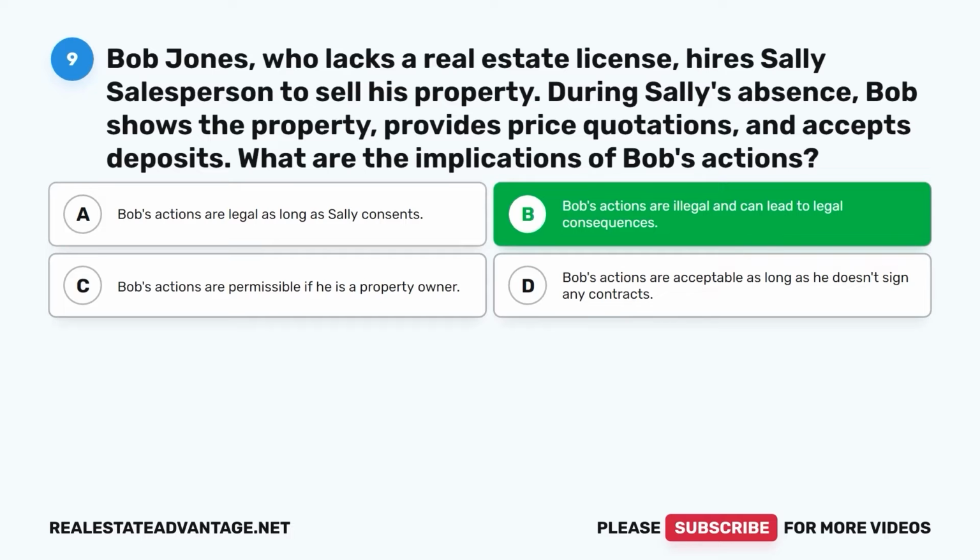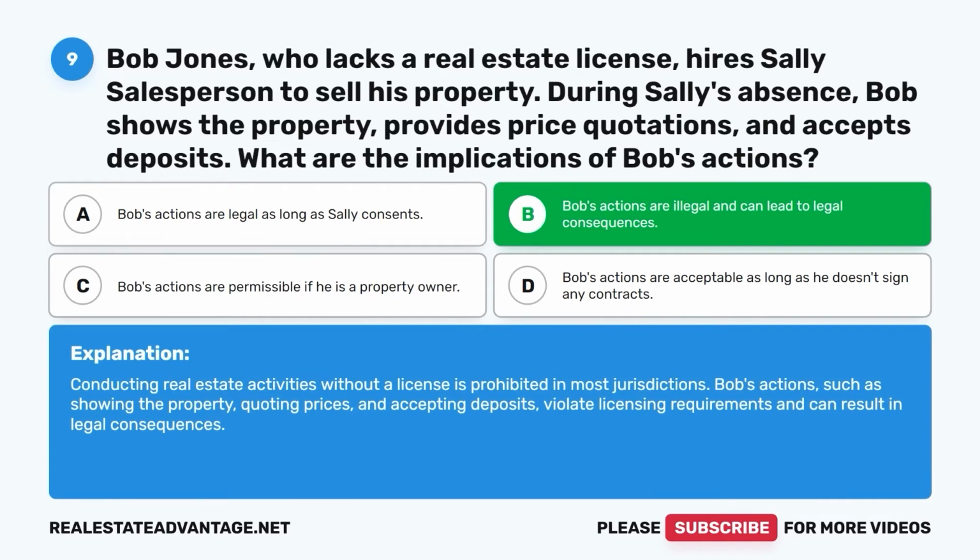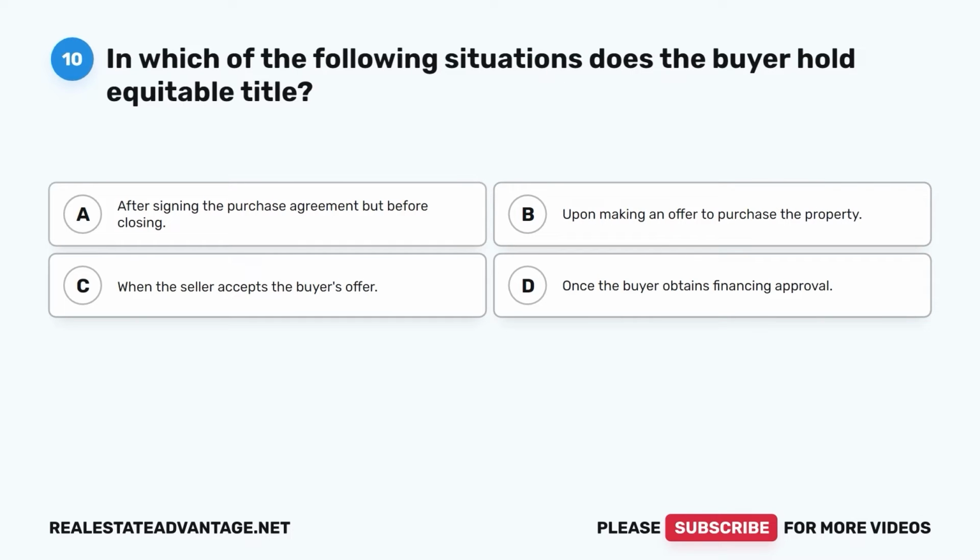Bob's actions are illegal and can lead to legal consequences. Conducting real estate activities without a license is prohibited in most jurisdictions. Bob's actions, such as showing the property, quoting prices, and accepting deposits, violate licensing requirements and can result in legal consequences.